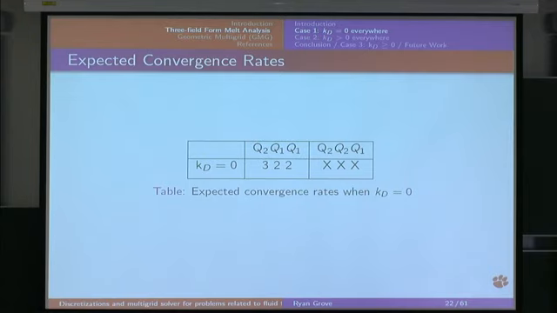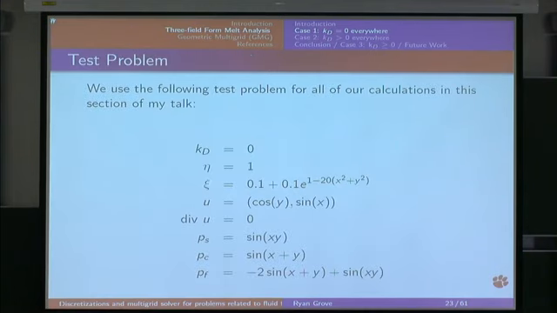We're going to go into the numerical results soon, but keep in mind that when KD equals 0 for Q2, Q1, Q1 elements, we do expect 3, 2, 2 in the L2 norm, and for Q2, Q2, Q1, we don't really expect anything. All right, this is the test problem we're going to use for the entirety of this section of the talk, the whole three-field formulation analysis, with the exception that we'll change this KD eventually. But our H is going to be 1. This is a little complicated. U is picked to be divergence free, and then our pressures are just sines.